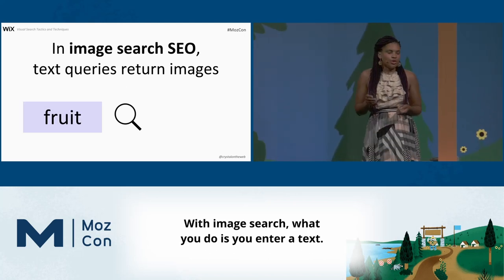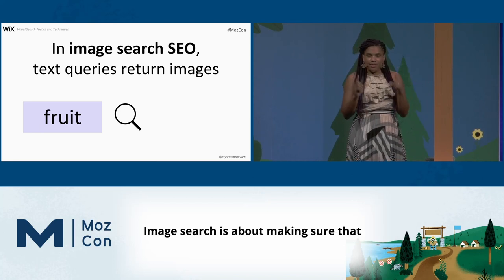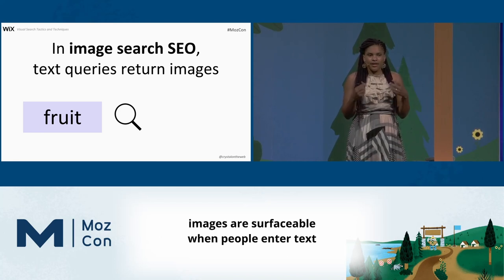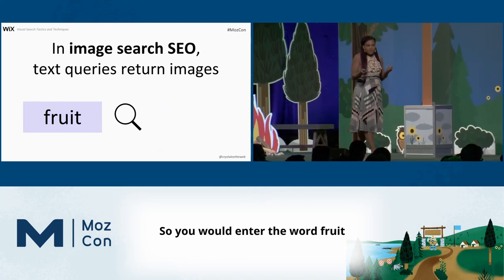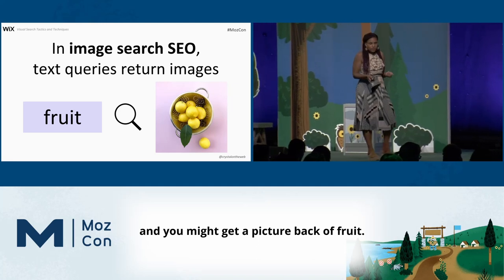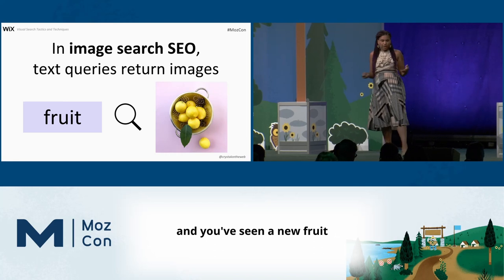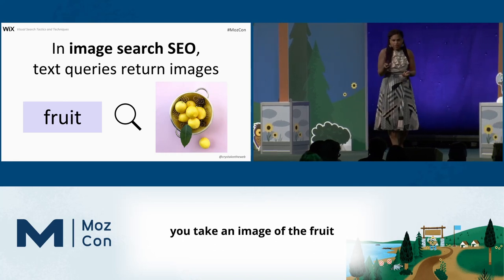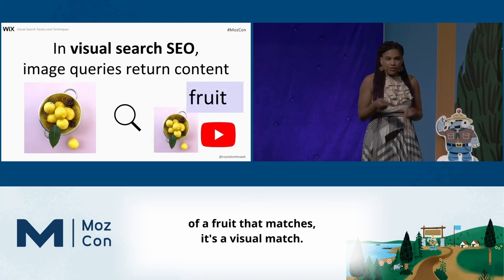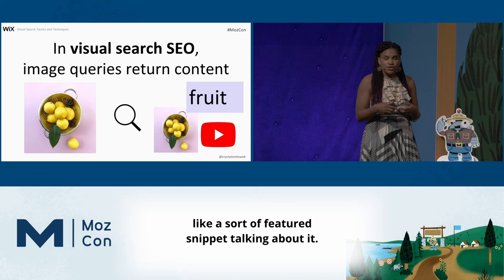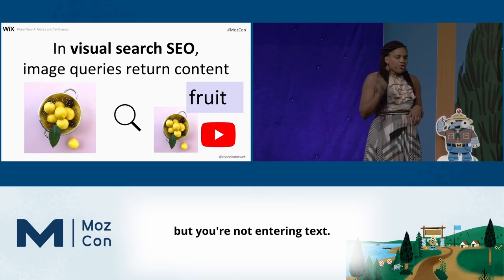With image search, what you do is you enter text. Image search is about making sure that images are surfaceable when people enter text into the Google image section. So you would enter the word fruit, and you might get a picture back of fruit. But what if you don't know what the fruit is called? What if you are in a new country and you've seen a new fruit and you don't know what it's called? You take an image of the fruit, and you might get back another picture of a fruit that matches. It's a visual match. You might get back text, like a featured snippet talking about it. You might get a YouTube video that's explaining what's going on. But you're not entering text.